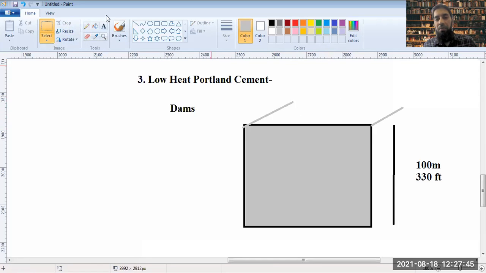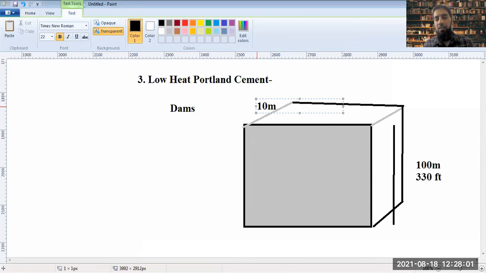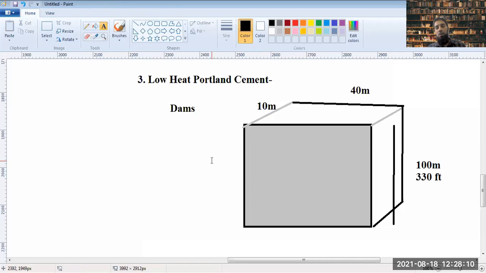So this dam structure is all made up of concrete. This huge amount of concrete is poured. So how much concrete would be poured if the thickness of this dam was 10 meters, the width of the dam being around, say, 40 meters, the height being 100 meters? 100 into 10 is 1000, 1000 into 40 is around 40,000 meter cube of concrete.